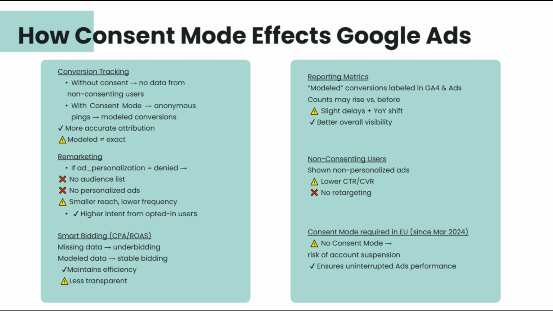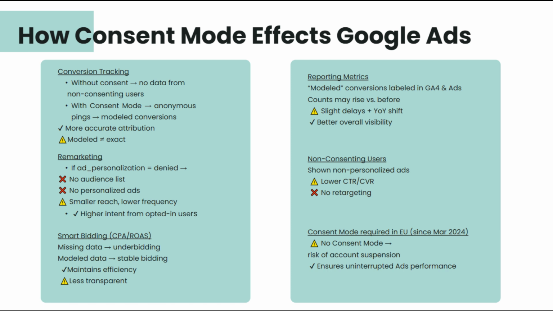Google Analytics 4, if you use it to analyze campaigns, also does conversion modeling if consent mode is enabled and GA4 is linked. GA4 will show, for instance, that a certain percentage of conversions are modeled. It's transparent about it in the interface.